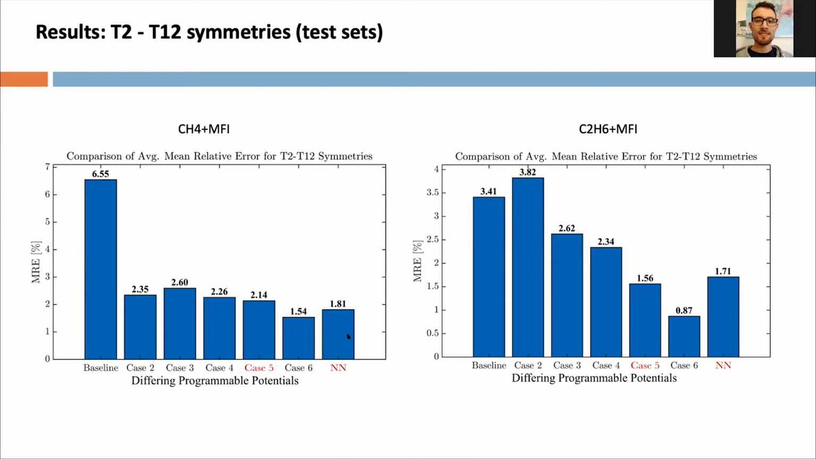So again, the neural networks are beating out case 5 for methane, but it does slightly worse on the ethane. I'm not entirely sure about that. The reason why, I think, is that one of the symmetries, I think T9, has extremely different behavior for the energy surface than the T1 case, and so they have quite large errors there. So that may be the reason why it's not doing so well here.